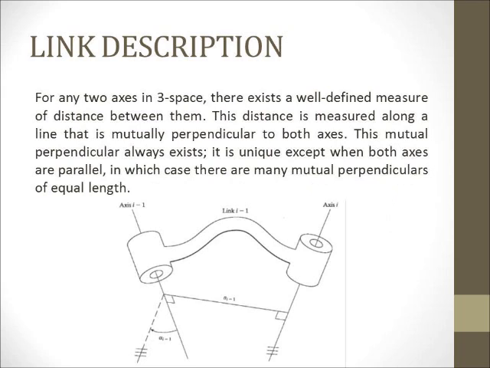For any two axes in 3-space, there exists a well-defined measure of distance between them. This distance is measured along a line that is mutually perpendicular to both axes. This mutual perpendicular always exists. It is unique except when both axes are parallel, in which case there are many mutual perpendiculars of equal length. You can see this description in the picture below.